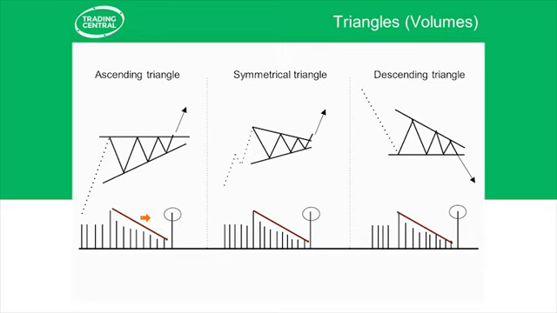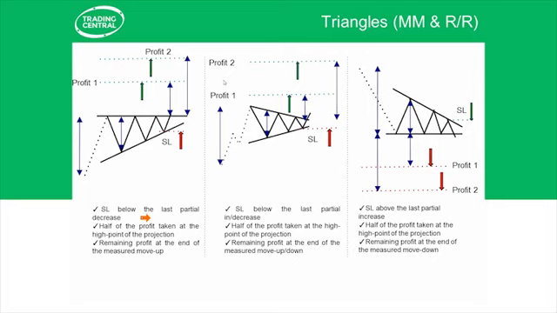In terms of money management and risk reward, it's quite easy to trade triangles, especially ascending ones. The best thing to do is to put your stop loss below the last consolidation move, on the dotted red line, below the last partial decrease. And the first theoretical target could be set by projecting the base of the pattern, this vertical distance projected from the breakout of the horizontal trend line.